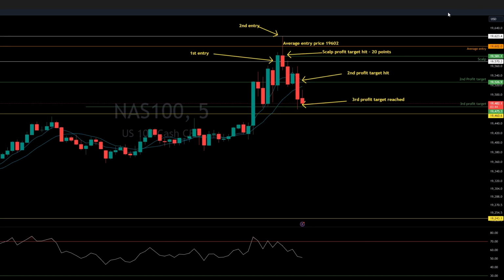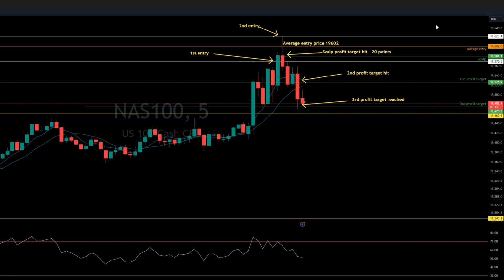Here we can see the remainder of the trade. Price came down to the second profit target where traders should have exited another third of their position, leaving 1/3 left, having taken 2/3 profit. So that all occurred within about 10 minutes. Within the remainder of the trade, it took about another 5, 10, 15 minutes or so for price to come down.